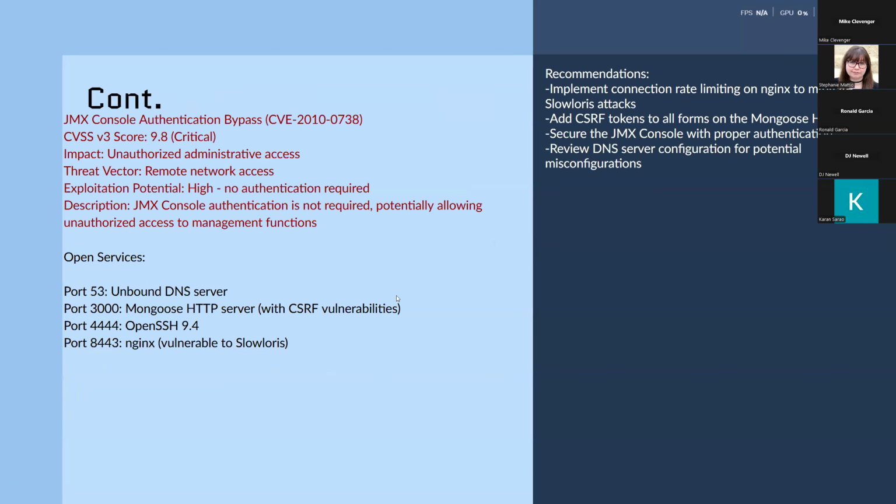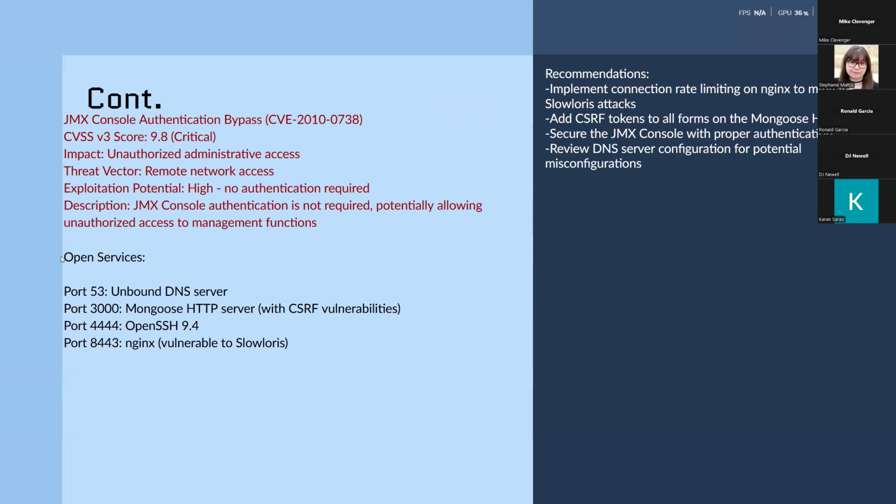And moving on, we also have a critical JMX console authentication bypass with a score of 9.8. This is going to have an impact of unauthorized administrative access, and the threat vector is remote, and the exploitation potential is high because no authentication would be required. The JMX console authentication is not required, potentially allowing unauthorized access to management functions.